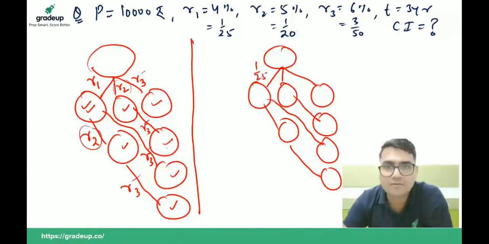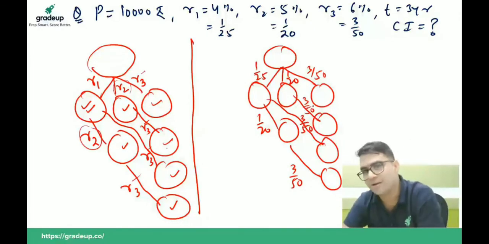This is 1 by 25. This is 1 by 20. This is 3 by 50. This is 1 by 20. This is 3 by 50. And this is again 3 by 50. This is again 3 by 50. This is a typical question, no doubt.